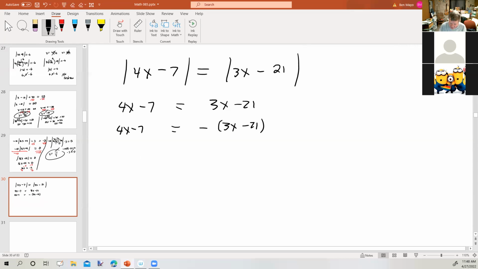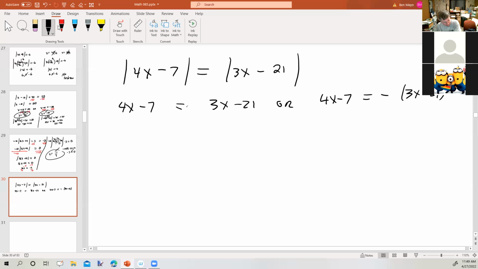Basically, if we take what's inside the first one equals what's inside the second one, or what's inside the first one equals the opposite of what's inside the second one. And I'm going to do this so I can work on these. I'm going to move this over and say or. Notice I'm taking the opposite of that whole 3x minus 21, not just minus 3x minus 21. Okay, the opposite of the whole thing.